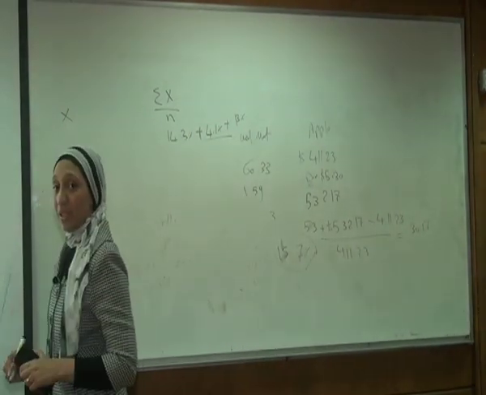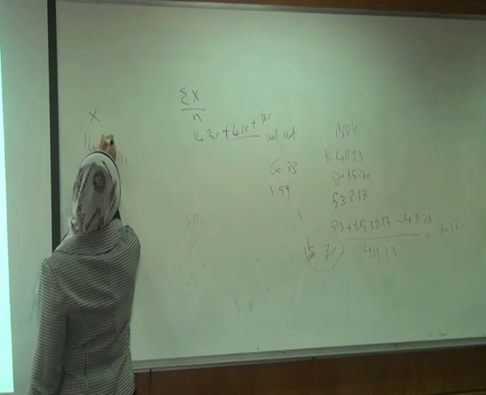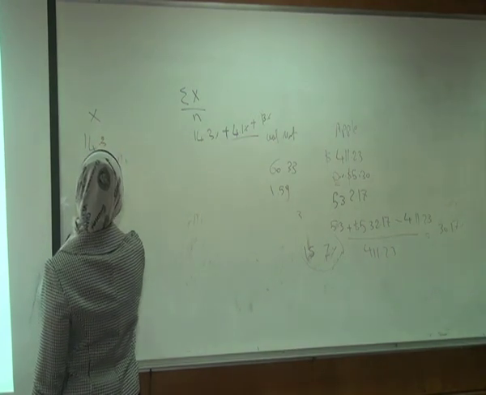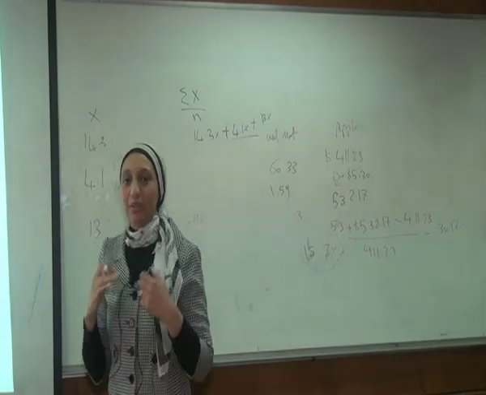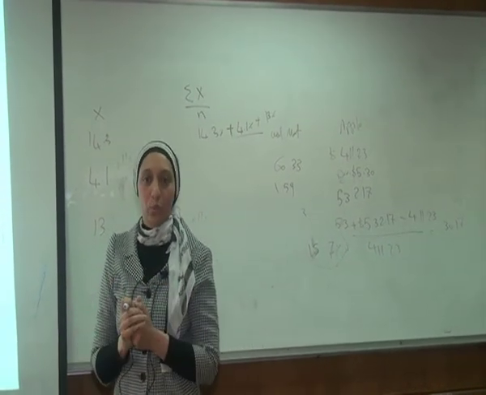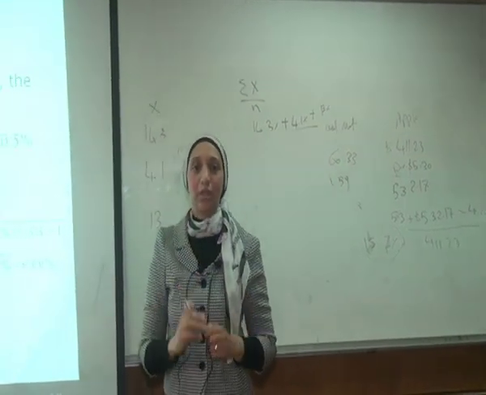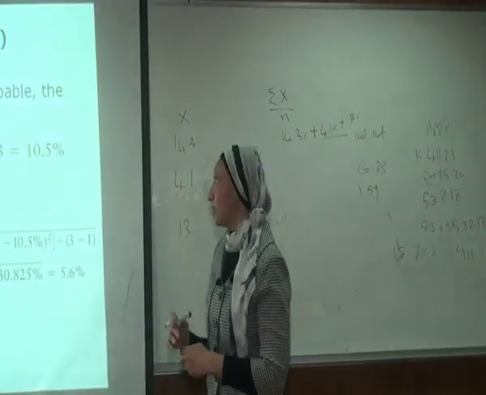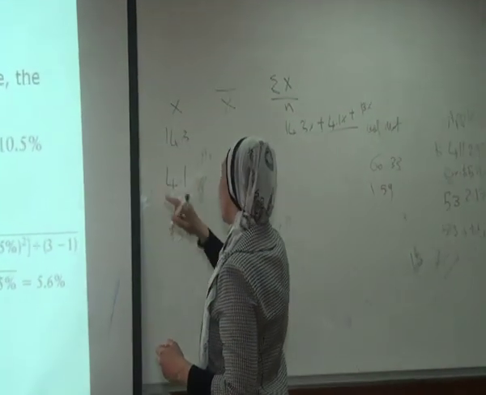X is the return for the 3 years: 14.3, 4.1, and 13. You can call it K, R, whatever you want, but you need to understand that this is the separate return in each year over the 3 years. You calculated already X bar to be 10.5%.